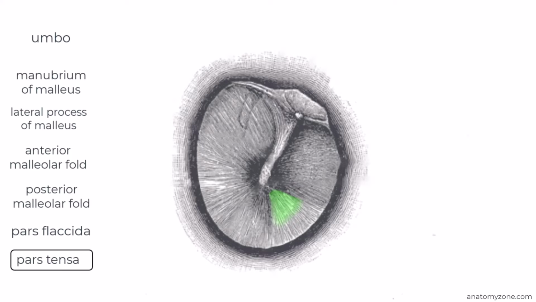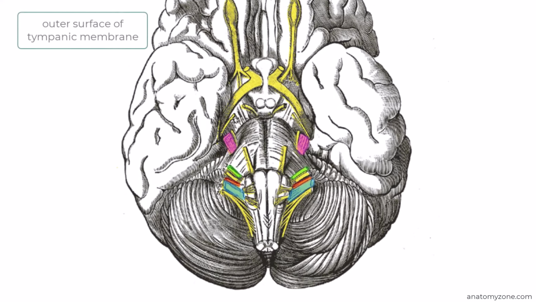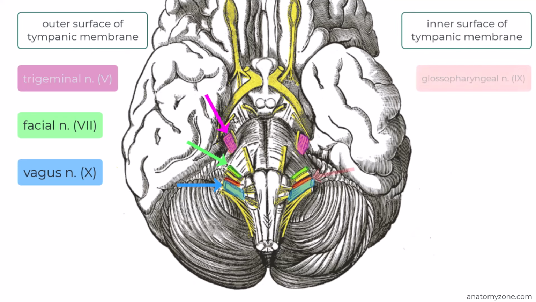This small area here, just seen antero-inferior to the umbo, is known as the cone of light, and this is where we get a reflection of light on otoscopy. In terms of innervation, the outer surface of the tympanic membrane is innervated by the 5th, 7th and 10th nerves, so the trigeminal, facial and vagus nerves, and the inner surface is innervated by the 9th nerve, the glossopharyngeal nerve.